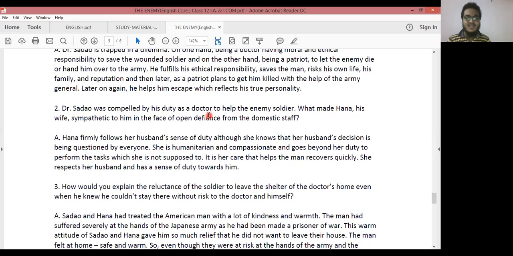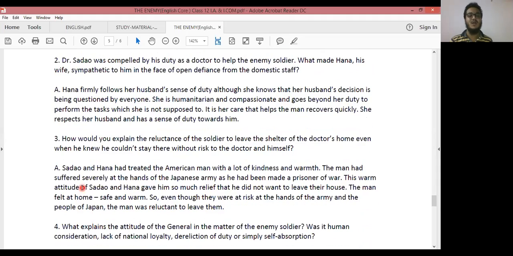It is her care that helps the man recover quickly. She respects her husband and has a sense of duty towards him. We can see the next question.